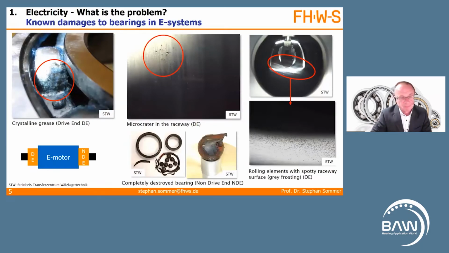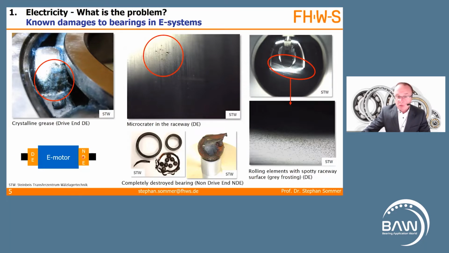Electricity, what's the problem? Let's talk about known damages to bearings in E-systems. Go with me to this little sketch of this electric motor here. It has a drive end bearing and a non-drive end bearing. Let's go to the drive end bearing first. It shows crystalline grease. It shows micro craters in the raceway. And it shows so-called gray frosting on the balls. It's a spotty raceway.